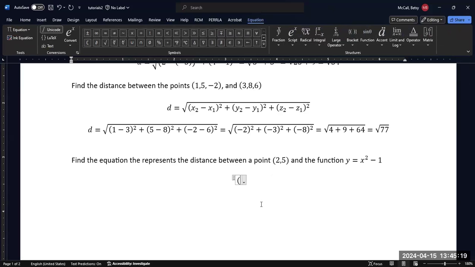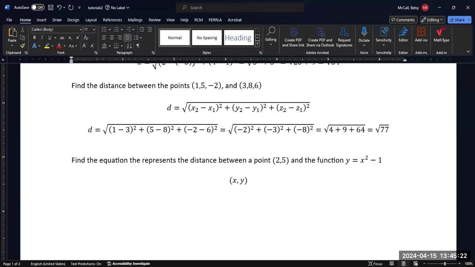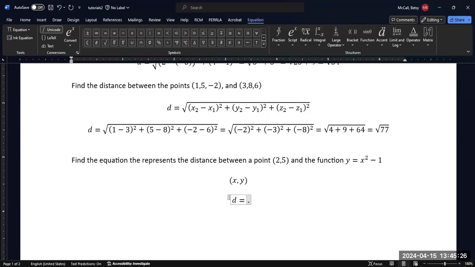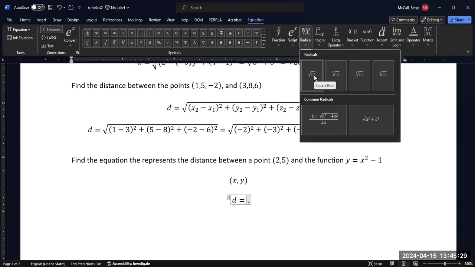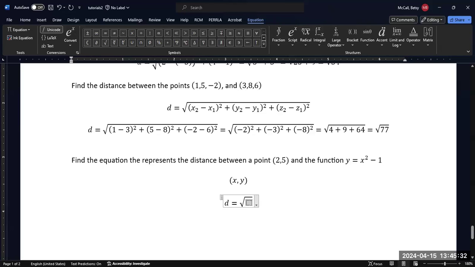Now think about the point on the curve being (x, y). And so the distance between the point (x, y) and (2, 5) is going to be 2 minus x squared, or you can subtract in the other direction, and 5 minus y squared. But we want it just in terms of one variable since y is written in terms of x. And so we're going to replace y with x squared minus 1, plus 5 minus (x squared minus 1).